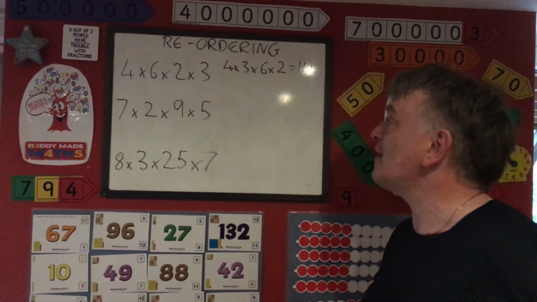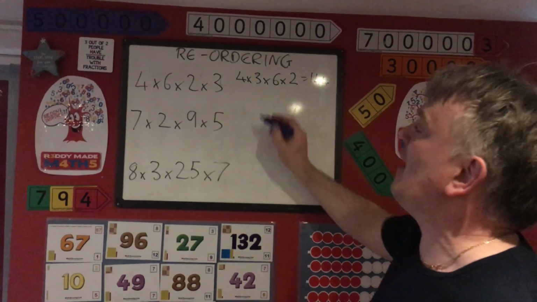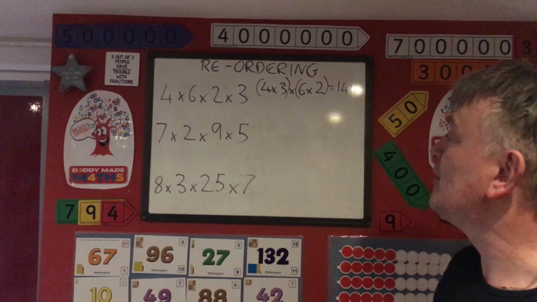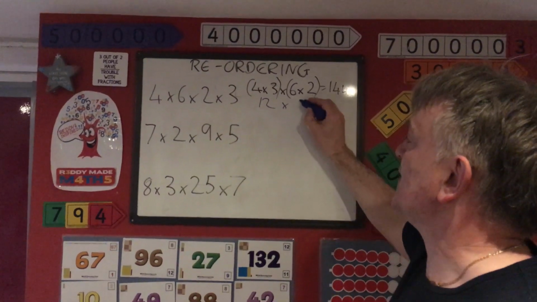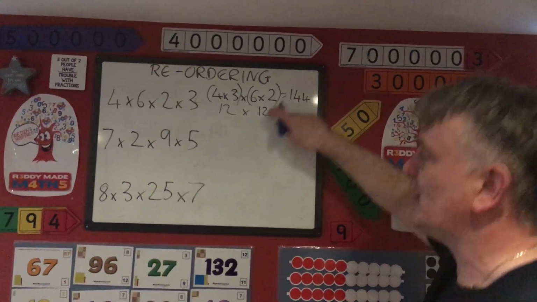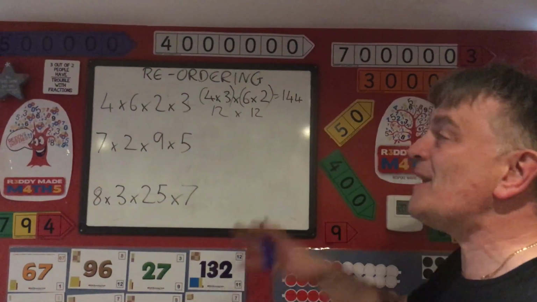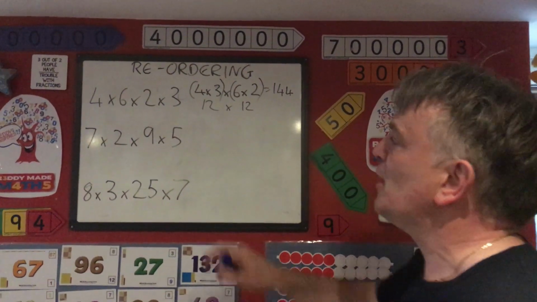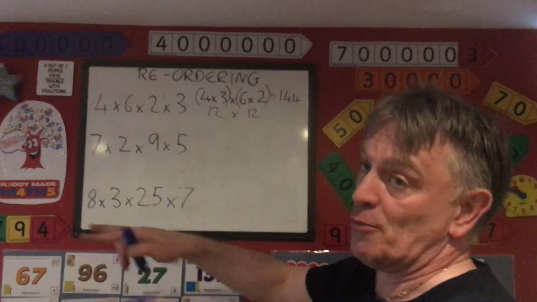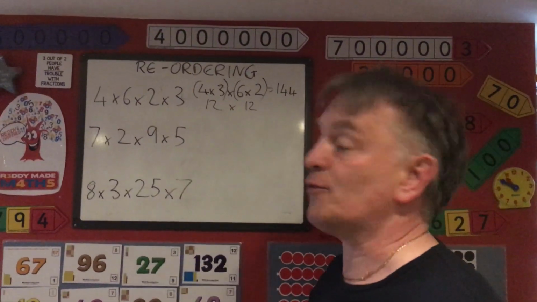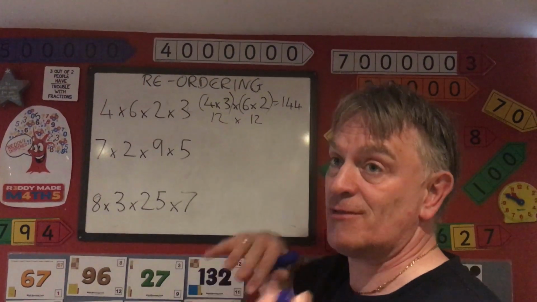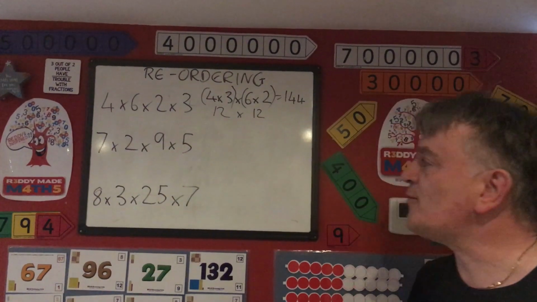Obviously, there are other ways. What I could also do is put the 4 times 3 together and the 6 times 2 together. 4 times 3 is 12 and 6 times 2 is 12. And again, that gives us 12 times 12, which is 144. There are many ways with that because the numbers are fairly small. We could do 3 times 2 is 6, 6 times 6 is 36, and then double it twice, 72, 144. So that one, as long as we don't start off with the 24, it's relatively easy to reorder it.